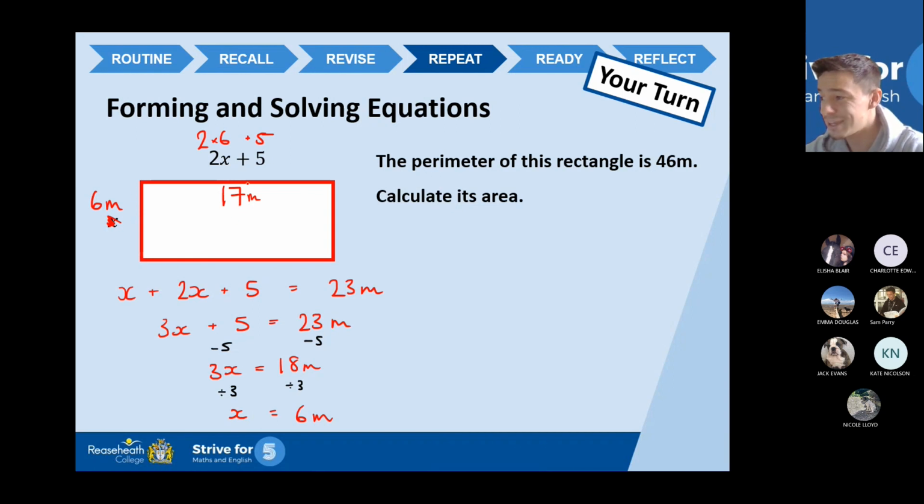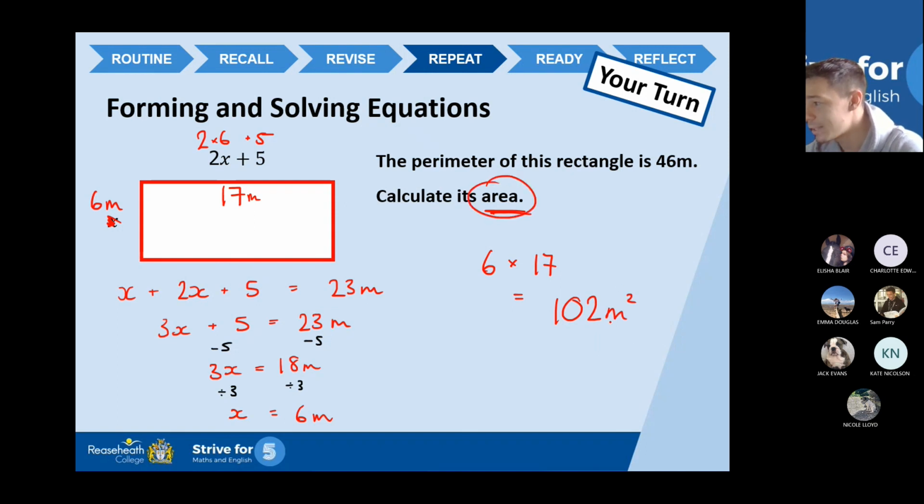So I know the height is 6. The width of this particular rectangle is 17. So to work out the area, base times height, 6 times 17 gives me 102 meters squared. Now, squared because we're doing the area, remember? So just change those units to meters squared by the end. Now, that is the answer. And from those that I can see, you managed to have success with that.